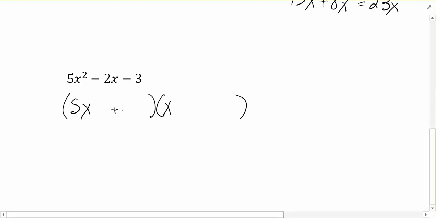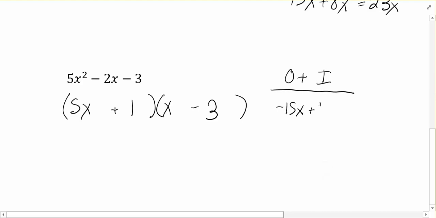So maybe I'll try +1 and -3. That multiplies to be -3. That's a reasonable guess. I've guaranteed the F is correct, because 5x times x is 5x squared. I've guaranteed the L is correct: 1 times -3 is -3. Now I need to check. Let me actually do this a little bit higher up there. I need to check that my O plus I is correct. That's the check part.